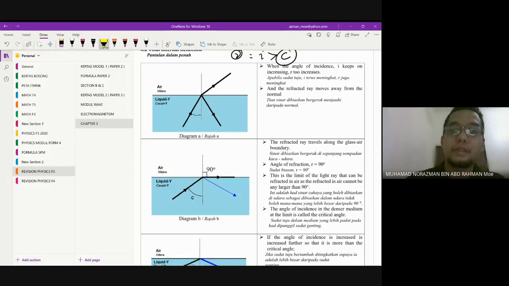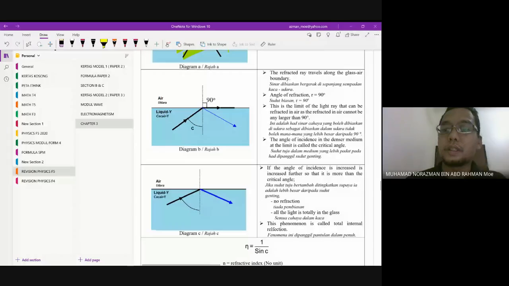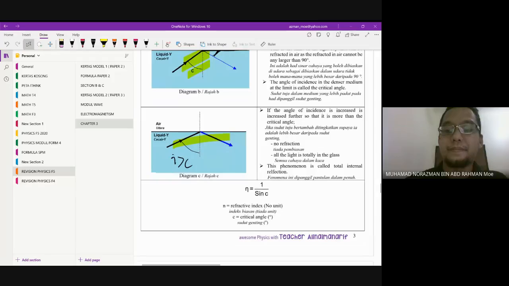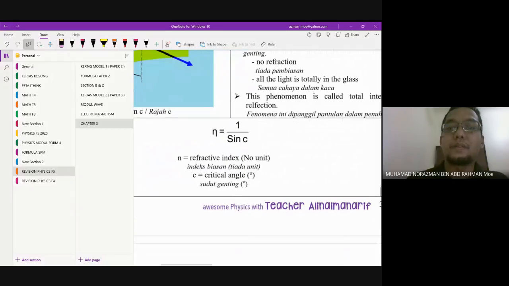So this one, incident angle is less than critical angle. This one, incident angle is equal to critical angle. It is not total internal reflection, because still ada refracted ray. Refracted ray is 90 degree refracted angle. And when i is greater than c, then we have total internal reflection. All light will be reflected. And we have this formula: n is equal to 1 over sin c. What is n? Refractive index of the medium.